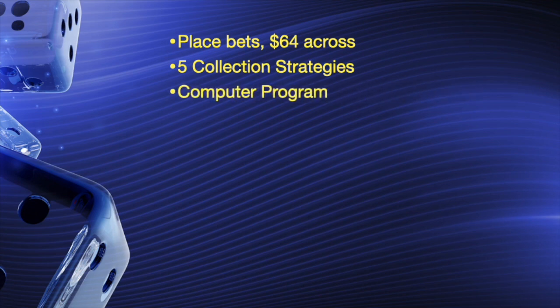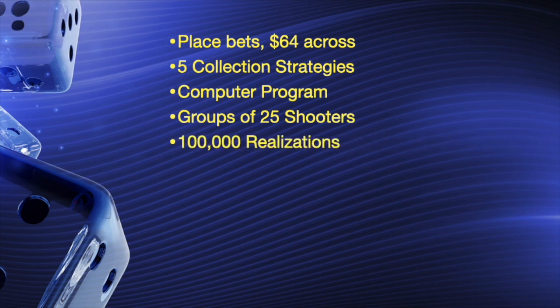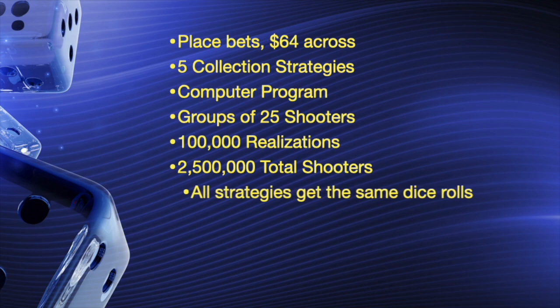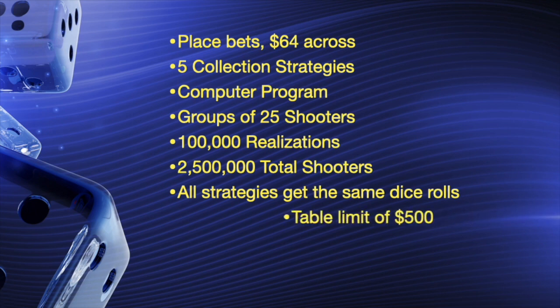I use custom computer programs that implement the strategies. Shooters are simulated in groups of 25 because that seems like a reasonable session at the craps table. I then run 100,000 realizations of the groups of 25 shooters. 100,000 times 25 equals 2.5 million total shooters for each strategy. All strategies get exactly the same set of dice rolls, so there is no difference among the strategies attributable to dice variance.